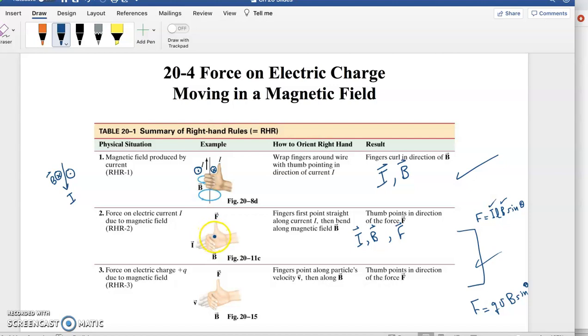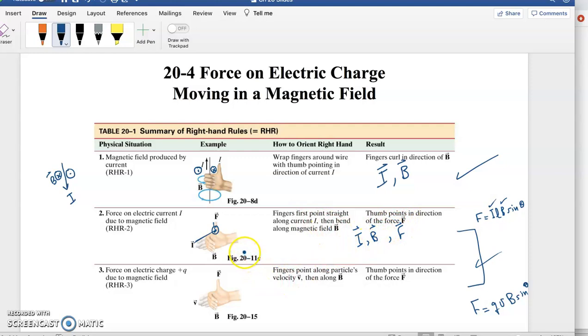Don't try to keep twisting your hand. You should not end up hurting your hand. It should go easy. The fingers are towards the current, then they curl towards the magnetic field, and the thumb will be the direction of the force. So the thing that you have really to understand here is that the direction of the force is perpendicular to both of them. You see, either if you are here, you see this is perpendicular, or with the B, because B is out, right? So F is perpendicular to both of them, the I and the B.